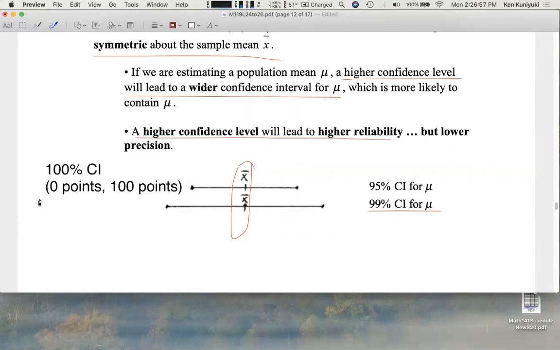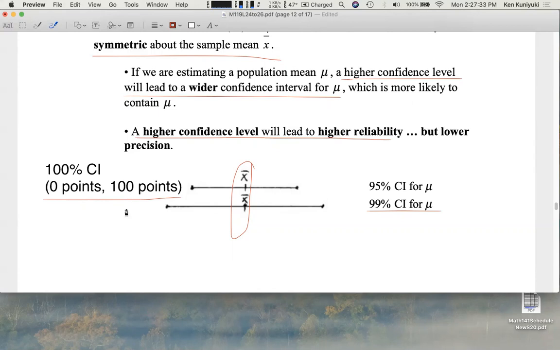But if you were to ask me, give me a 100% CI for how I scored on the test. Well, there you go, 0 points to 100 points. You agree that's correct. You're absolutely sure this contains your score, but are you going to thank me very much? Well, probably not. This only tells you how much the test is worth, or what the maximum score is, right? Maximum possible. It doesn't tell you how you did. This just tells you that on the test, you could possibly score between 0 points and 100 points, but I'm not really telling you how you did at all.